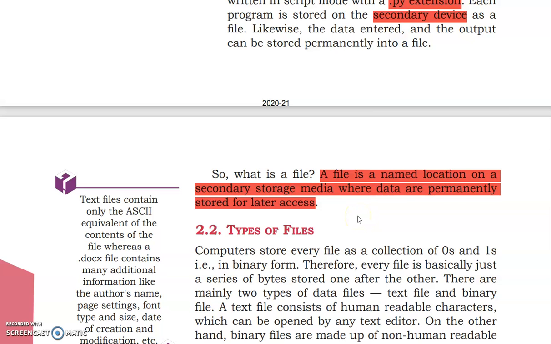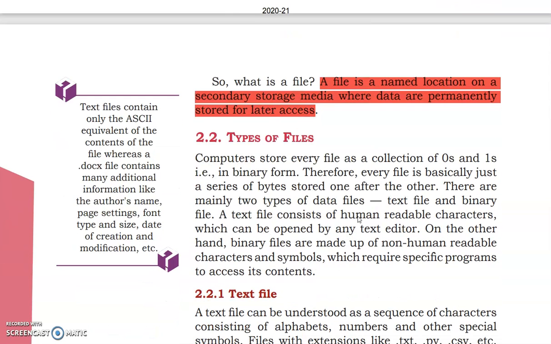That is what a file is. Now let's quickly look at the different types of files. See here, text files contain only the ASCII equivalent of the contents of the file, whereas a docs file contains many additional information like the author's name, page settings, font type and size, date of creation and modification. Now this is the difference.